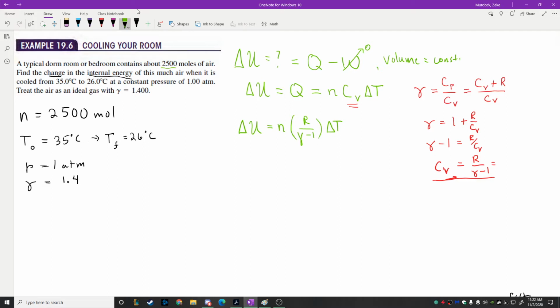I believe we have all these quantities here, so we can just plug directly in. So delta U is equal to N, the number of moles, which was 2,500, times R, which is 8.31 joules per mole Kelvin, divided by gamma minus 1, which is 1.40 minus 1, times the change in temperature, which was 26 minus 35.